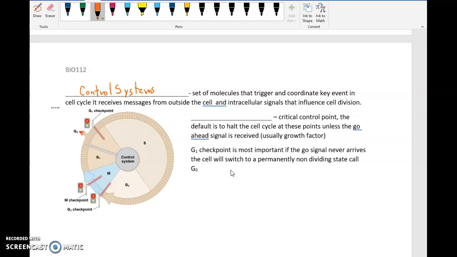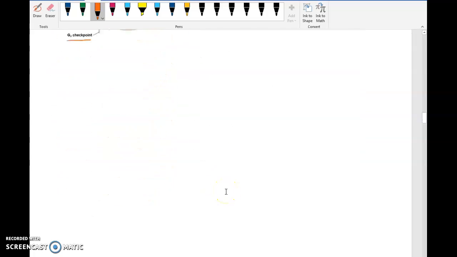If it hits a checkpoint, those are critical points. And we've got actually 3 of them in our diagram. We have a G1 checkpoint, a G2 checkpoint, and an M checkpoint. The G1 checkpoint is the most important. If the go signal never arrives there, the cell will become a G0, and it stays forever in G0 phase and doesn't ever divide again.